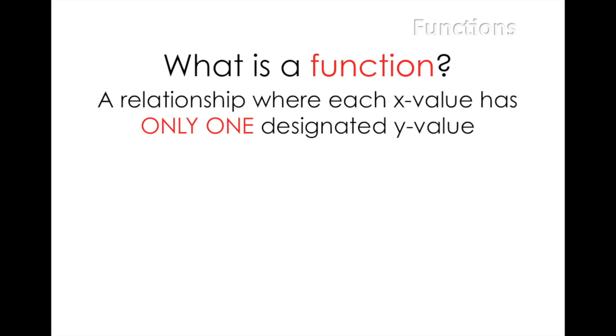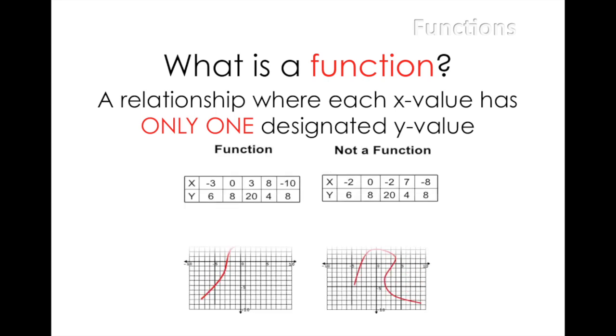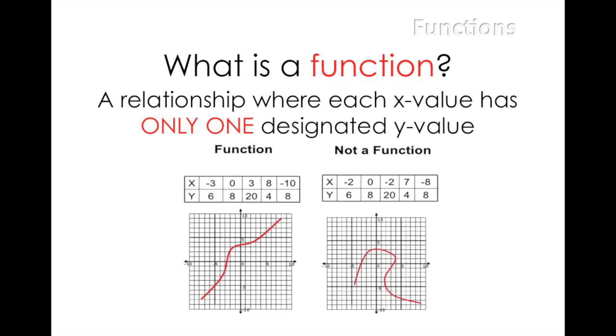You can see the difference between what is and is not a function by looking at these tables and graphs. On the left, there is only one y value for each x value. On the right, an x value of -2 can give you a y value of either 6 or 20. You can determine if a graph is a function by using the vertical line test. Draw a vertical line somewhere on the graph. If the graph crosses the vertical line more than once, then it is not a function.